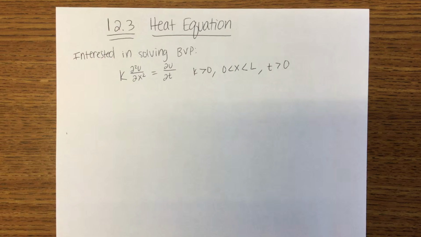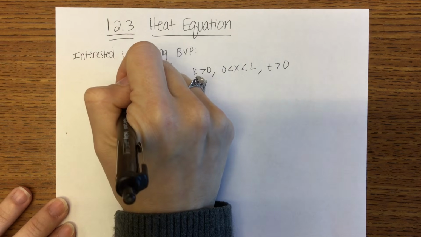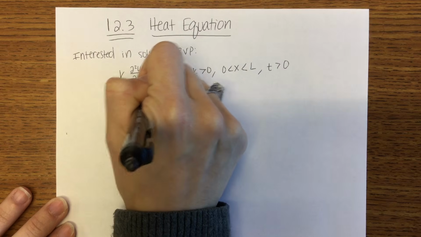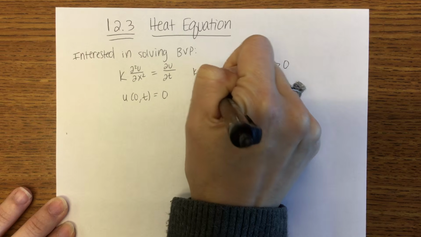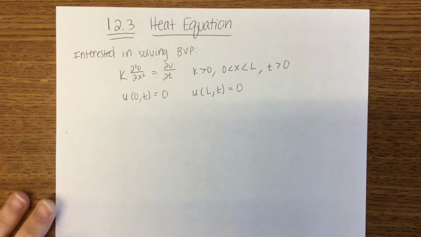Now, we talked about you need to specify the boundaries. So what's happening at the end of both rods. And then you're going to need to specify the initial condition. So here are our two boundary conditions. U of 0, t equals 0 and U of L, t equals 0. What are those boundaries telling us? Temperature at both ends is held at 0.